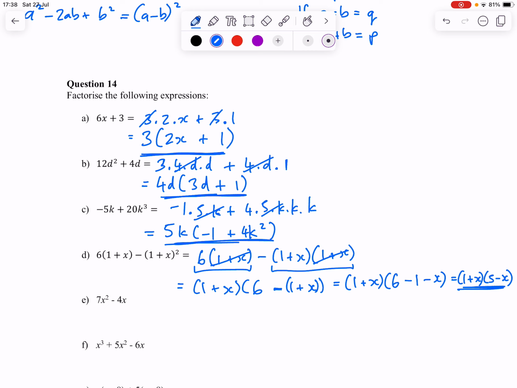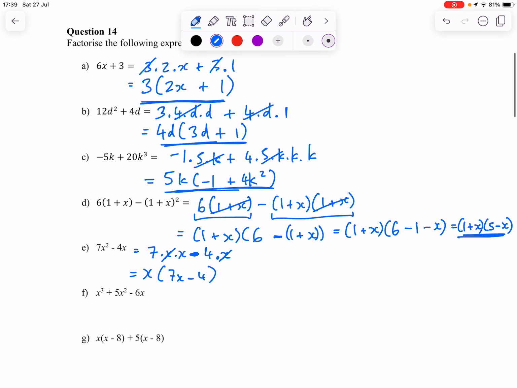7x squared, take 4x. Is there any like terms there? The only like is going to be x. Why? Because it's 7 times x times x, take 4 times x. Biggest chunk that's in both is the x. That goes on the outside of a set of brackets, and you got 7x take 4. Underline.